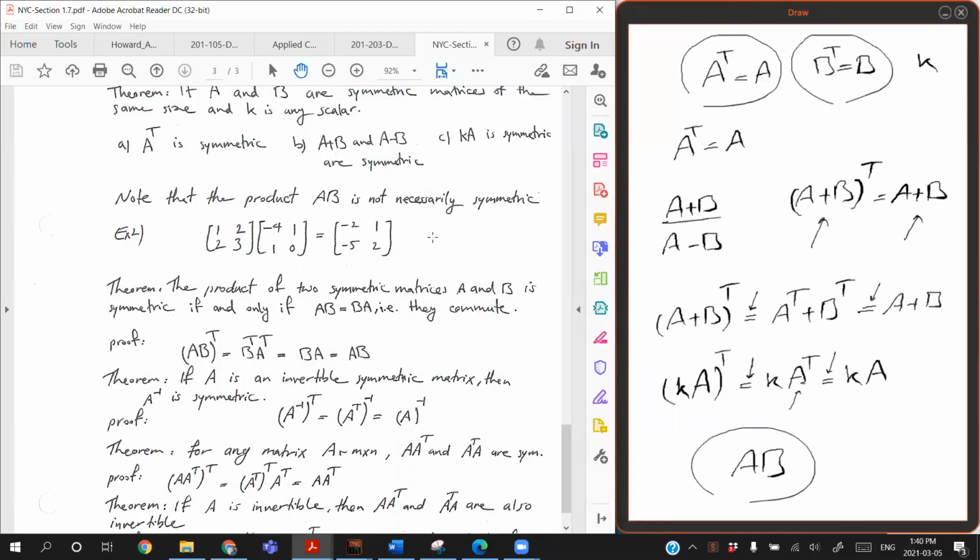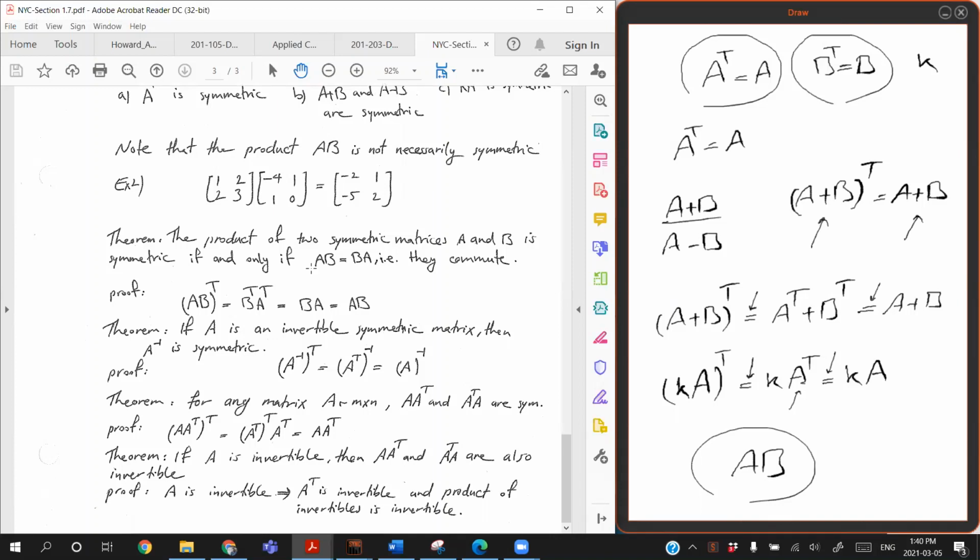So I can say that the sum of symmetric matrices is symmetric. The difference of symmetric matrices is symmetric. Any scalar multiple of a symmetric matrix is also symmetric. However, the product of two symmetric matrices is not necessarily symmetric. Do we understand the theorem?